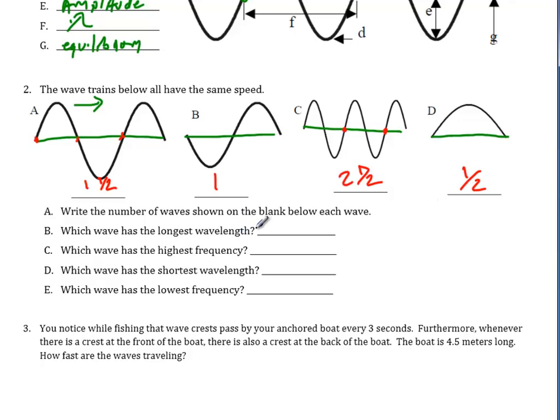This is 1, 2, and then the top half, and then this is just the top half of a wave. Okay, write the number of waves shown. Did that. Which wave has the longest wavelength? Well, this one doesn't even fit on the page. So D. High frequency. C's got the most crests going by, so C. Shortest wavelength, that's also C, and the lowest frequency, well, D is the least frequent wave there.